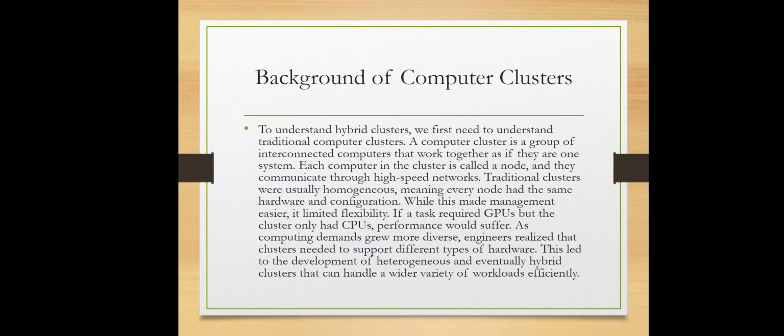So now let us look at the background of computer clusters. Firstly, to understand hybrid clusters, we first need to understand traditional computer clusters. A computer cluster is a group of interconnected computers that work together as if they are one system. Each computer in the cluster is called a node and they communicate through high speed networks. Traditional clusters were usually homogeneous, meaning every node had the same hardware and configuration. While this made management easier, it limited flexibility.